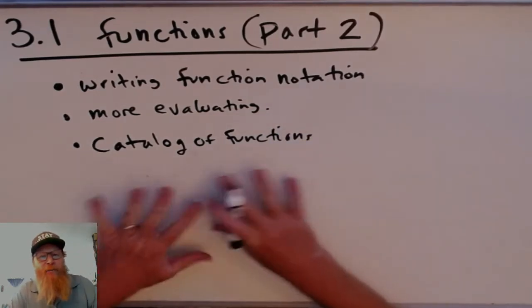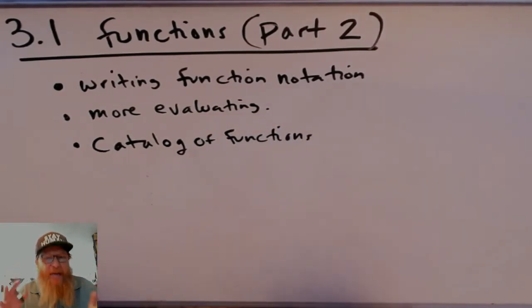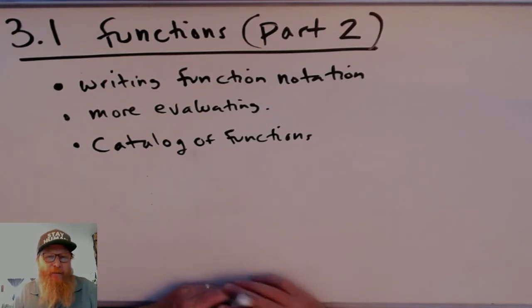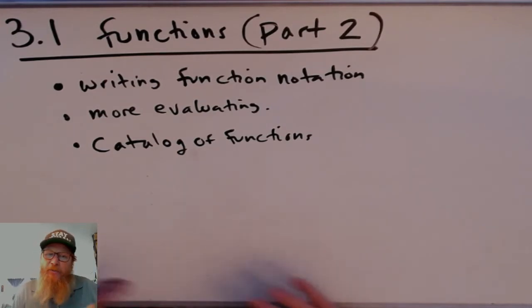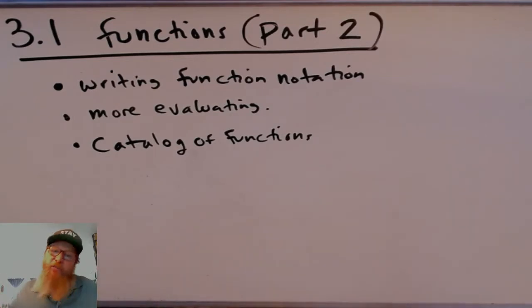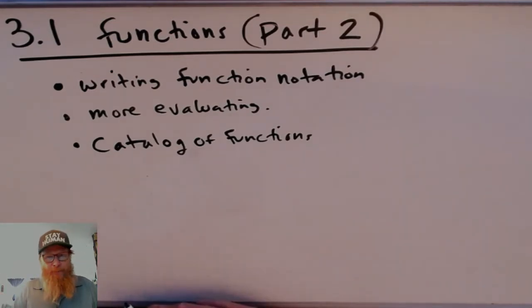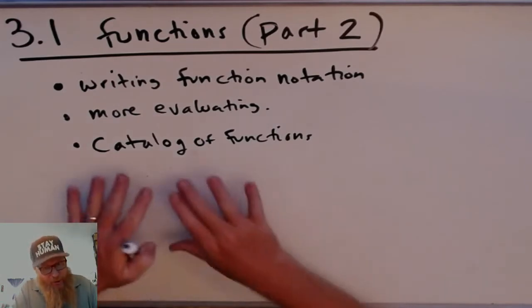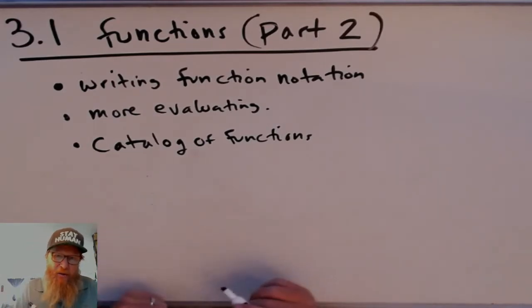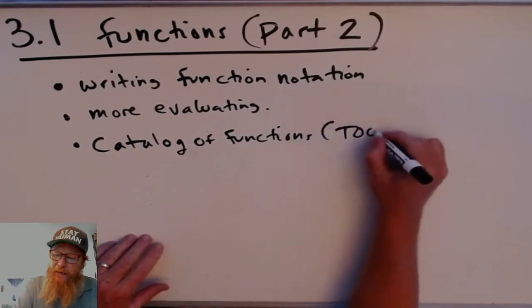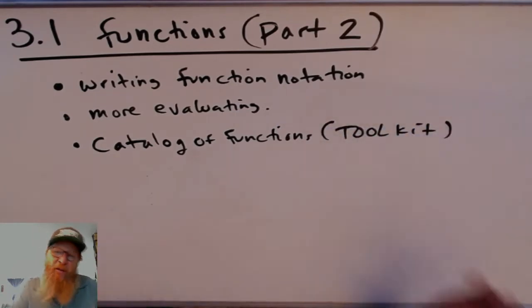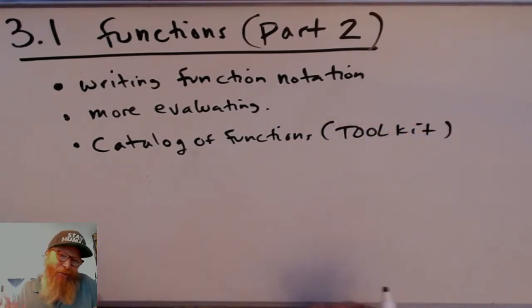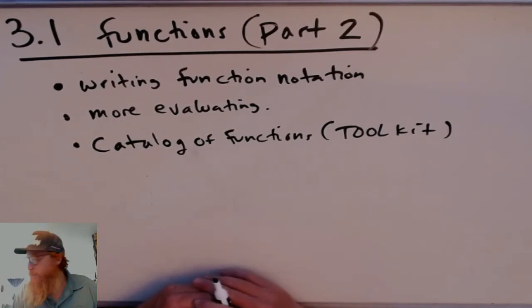The catalog of functions is a well-known finite list of functions that we expect every college student to know. It certainly is not an exhaustive list. There are lots of functions outside the catalog, but in order to have a good understanding of the concept, we just stick to what we call the basic catalog, or some people call it the toolkit. It's another name for the catalog. I like to call it a catalog, but some people call it the toolkit.